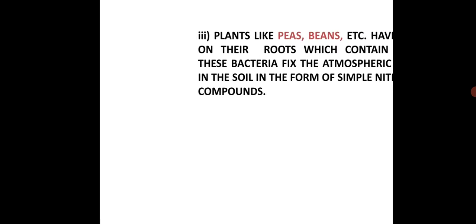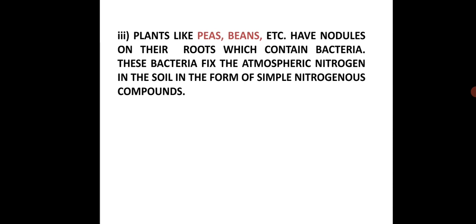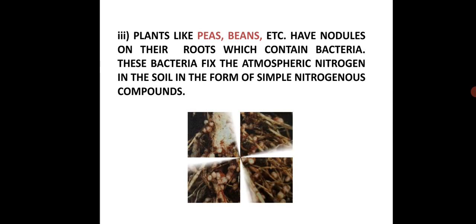Number 3, that is the third modified function of the root, fixation of nitrogen. Plants like peas, beans, groundnuts, moong have small swellings on their roots which are called root nodules. These nodules contain rhizobium bacteria that fix atmospheric nitrogen in the soil in the form of simple nitrogenous compounds and thus make the soil fertile. Plants that contain root nodules are called leguminous plants.